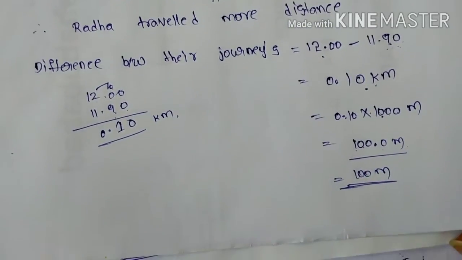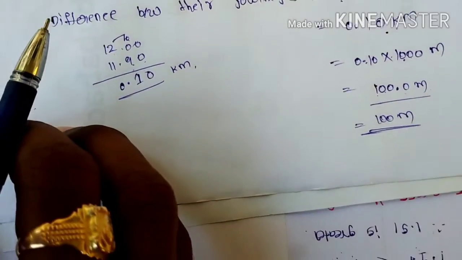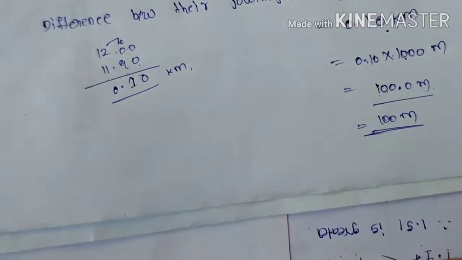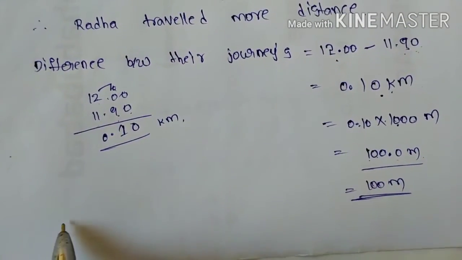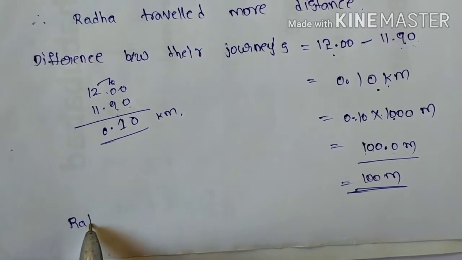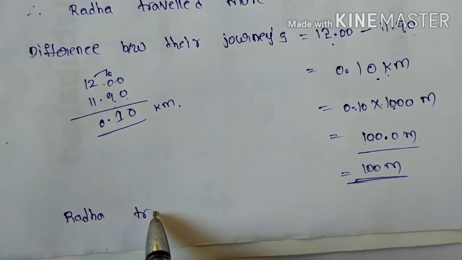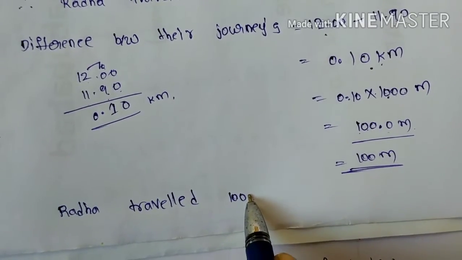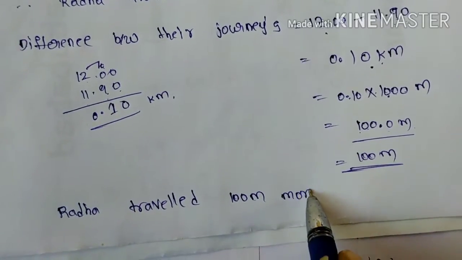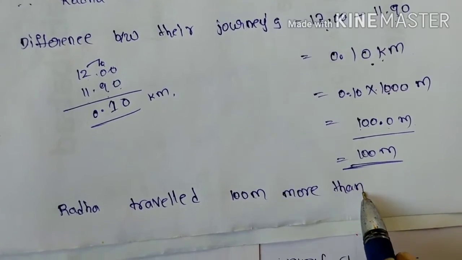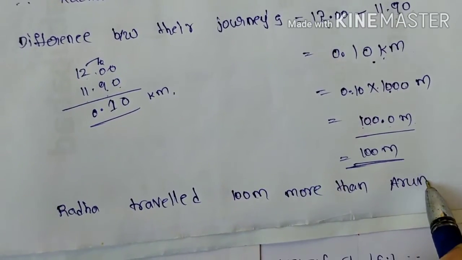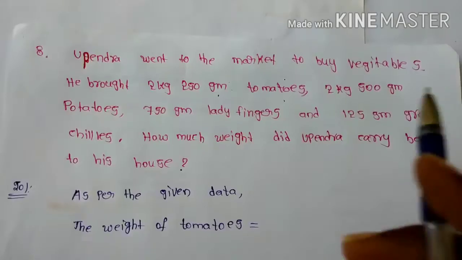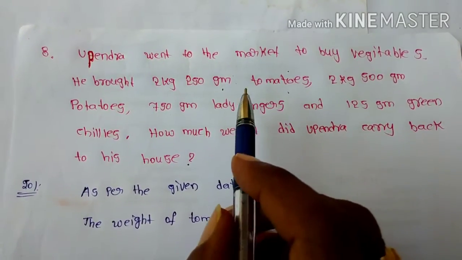See, in that question they are asking by how much. See here, find who traveled more and by how much. You can write there: Radha traveled 100 meters more than Aruna. This is your solution.